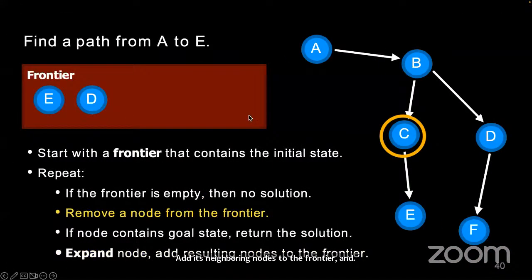And now we have two nodes in the frontier. We arbitrarily take node E from the frontier, and now we find that our goal state is inside this node E. So the search process ends here, and we can form our solution, which is the path from A to E in this example.